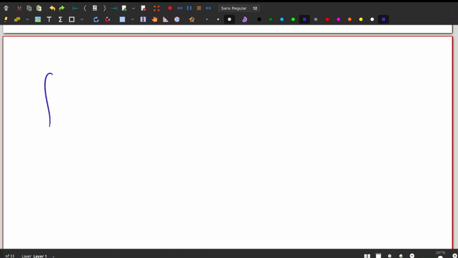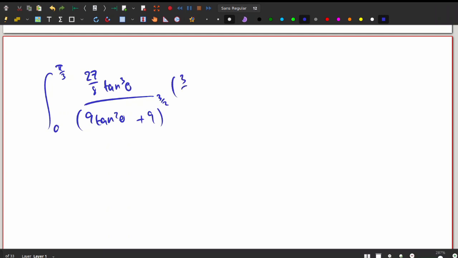Okay, so this becomes the integral from 0 to pi over 3 of, firstly, x cubed, which is now going to be 27 over 8 tan cubed theta, divided by the square root of 4x squared plus 9, which now is simply going to become 9 tan squared theta plus 9, to the 3 over 2, and instead of dx, we're going to have 3 over 2 sec squared theta d theta. This is a pretty lengthy expression, but it does end up simplifying out.